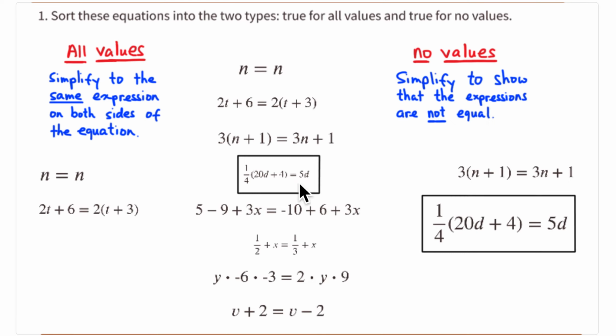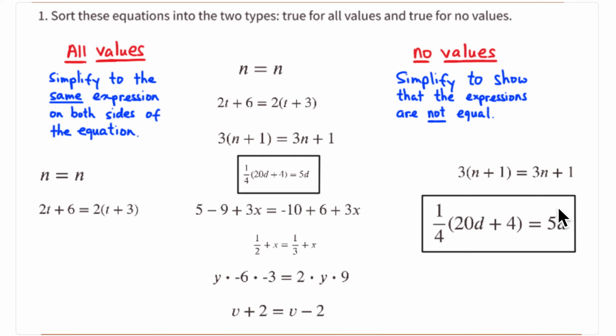Okay, the next one. There are no values that make this equation true. If you treat each side of this equation as separate equations for lines, they're going to be parallel lines. And what's the slope? The slope is going to be 5, because that's the coefficient of the variable. Do you see that's the same slope here? 1/4 of 20 is 5, but this one is going to intersect the y-axis at 4. This one's going to intersect the y-axis at 0.